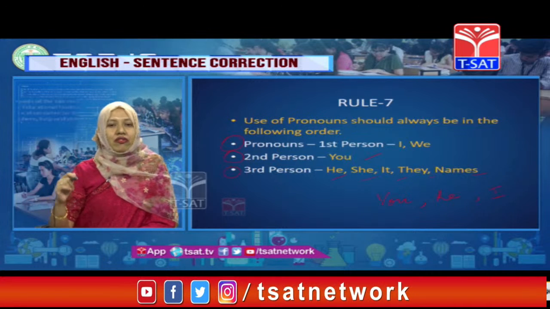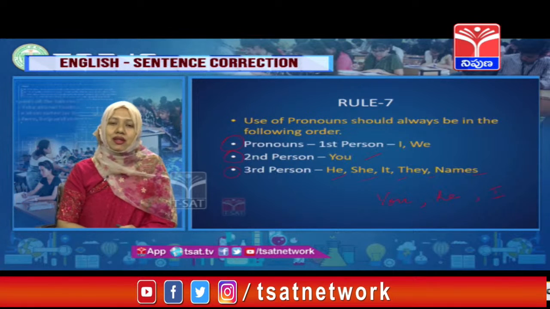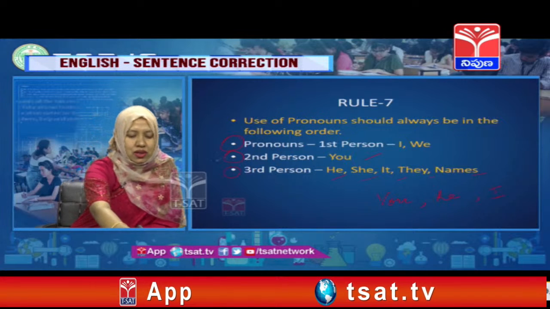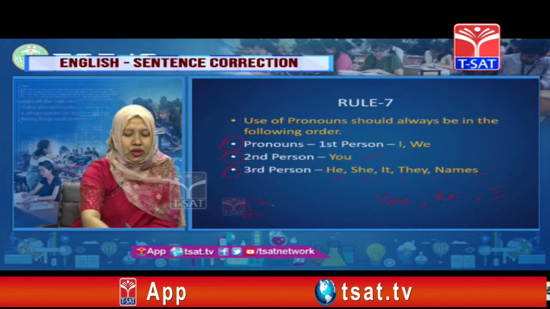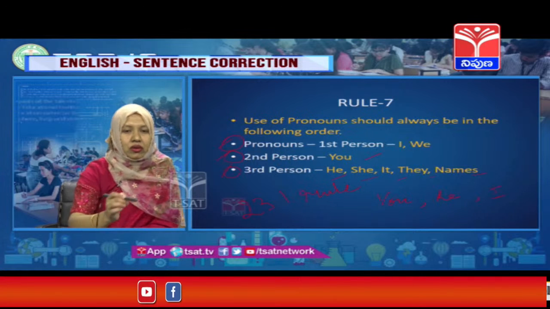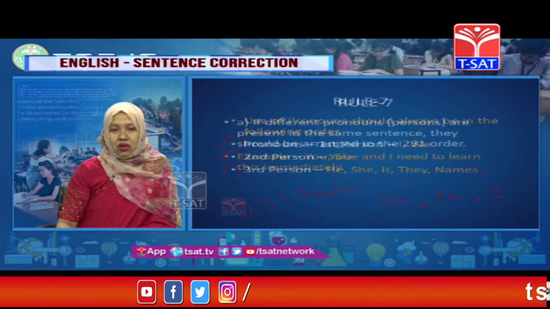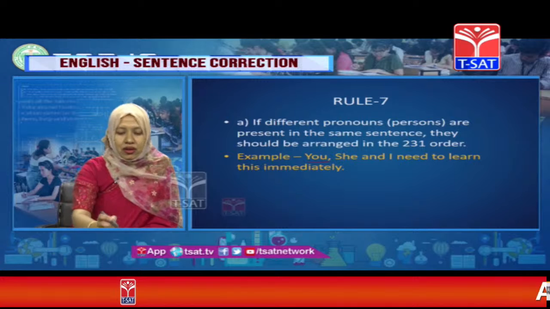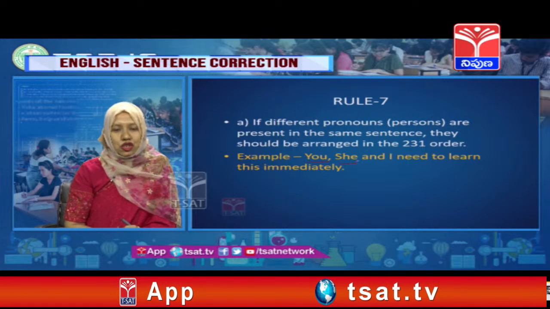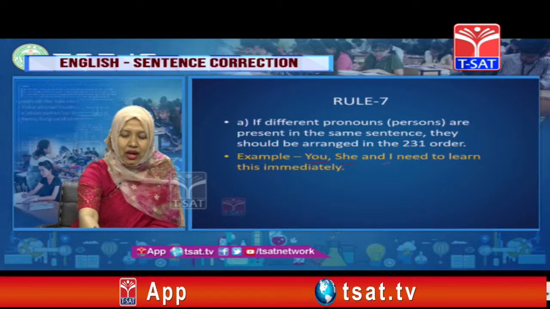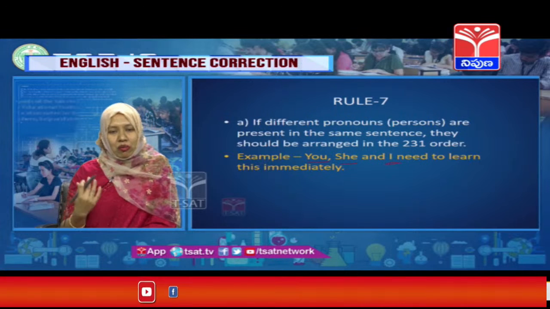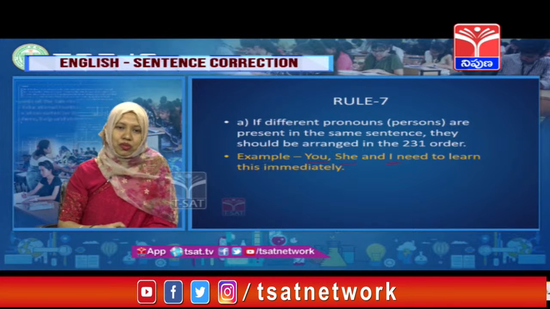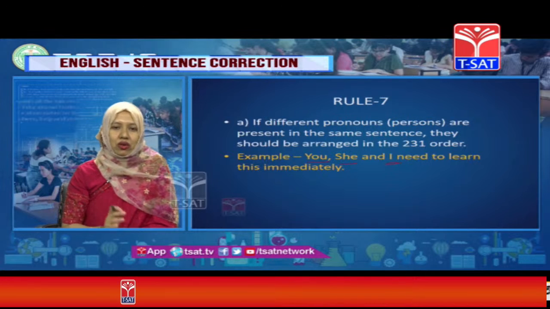When you write a sentence, if you are mentioning more than two or three persons' names in a sentence, then you have to follow this order, 2, 3, 1. In this, you use first the second person you, next comes the third person she, and I. I is the first person. So when you talk about the second person, the third person, and the first person, you have to follow this 2, 3, 1 order.